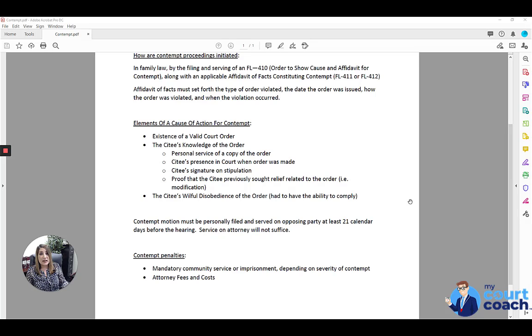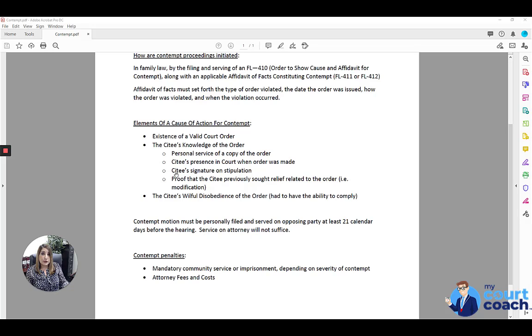The citee has to have knowledge of the order. And how is knowledge determined? Either they were personally served with a copy of the order and there's a proof of service on file attesting to that. They could have been present in court when the order was made. If it's an agreement that was signed by the parties, then their signature on the agreement would indicate that they are aware of the order. Or if they have previously sought relief related to the order, perhaps they filed a modification of support, and that's the order they're now claiming that they did not know about, then that would not hold much water.